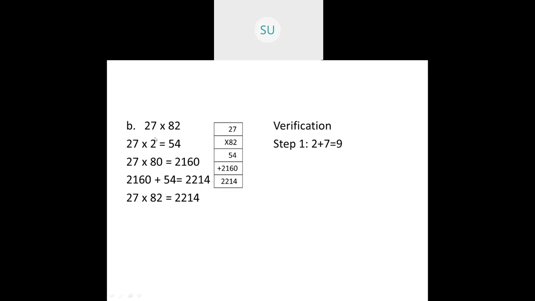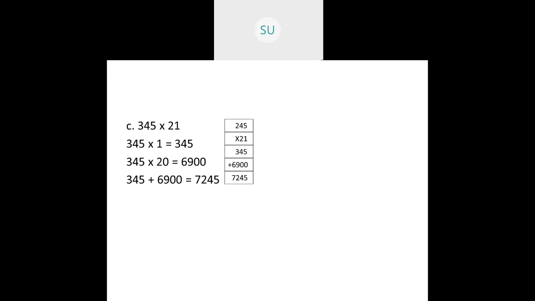Okay, now for the verification, first we add the digits of the multiplicand. The multiplicand here is 27. So 2 plus 7, 9. Then the second step is to find the digit sum of the multiplier. That is 82. So 8 plus 2 is how much? It is 10. Now 10 is a 2 digit number, so we add the digits again. So 1 plus 0 is 1. Then we do the product of the digit sums. So 9 into 1 is 9. In the next step, we find the digit sum of the product. That is 2,214. So 2 plus 2 plus 1 plus 4 you get 9. Now both step 3 and step 4, both answers are 9. So your answer is correct.